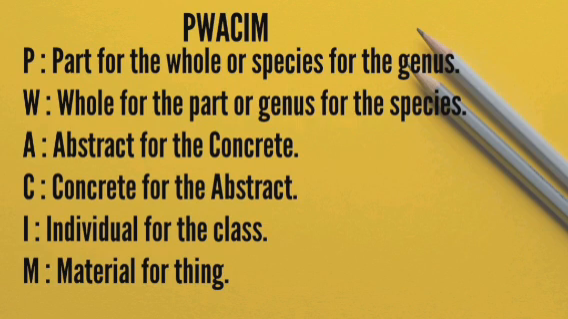In concrete for the abstract, what we find? We find just the opposite process is undertaken here, where the concrete is being mentioned, where the concrete quality is being mentioned, and the abstract quality is actually meant. Clear? So example, wisely kept the fool.